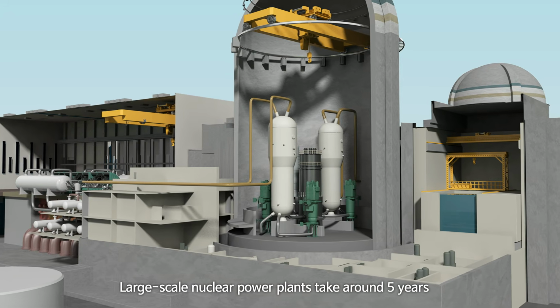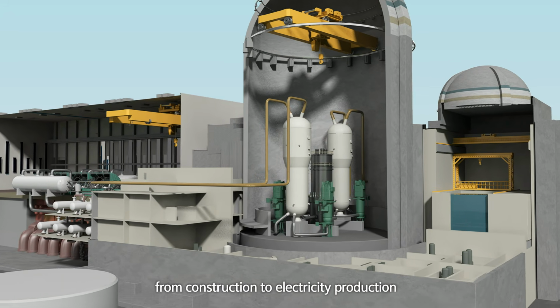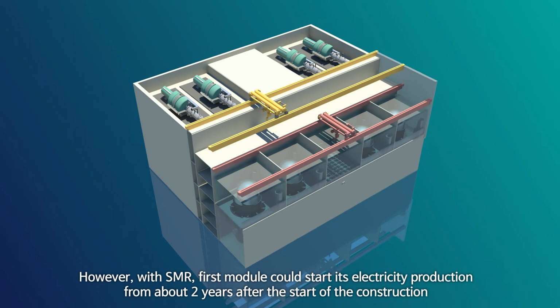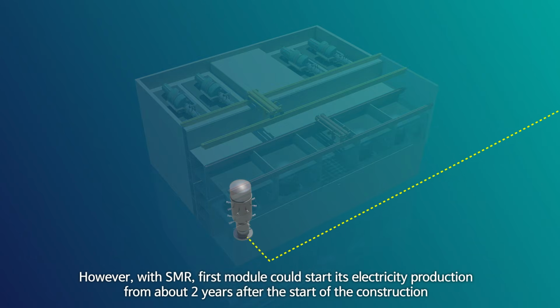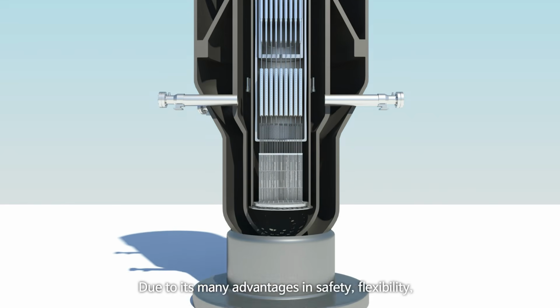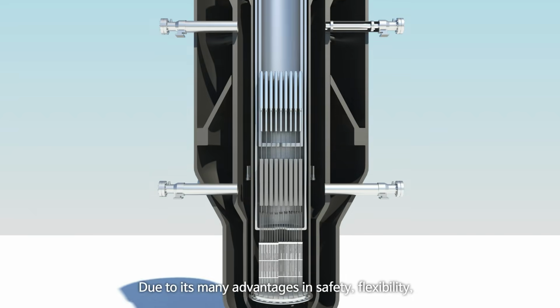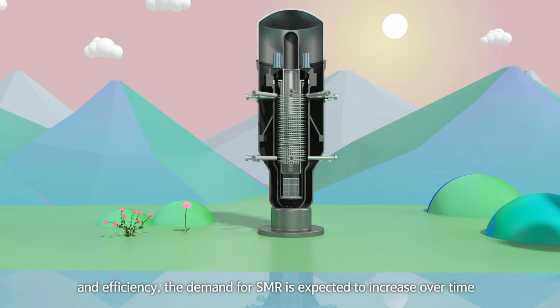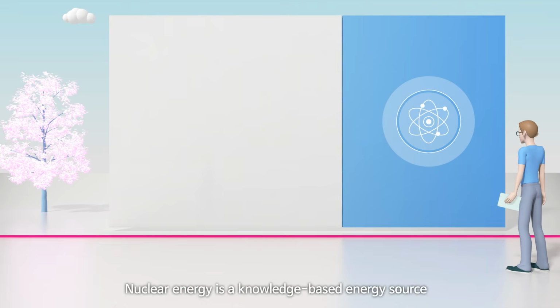Large-scale nuclear power plants take around 5 years from construction to electricity production. However, with SMR, the first module could start its electricity production from about 2 years after the start of the construction. Due to its many advantages in safety, flexibility, and efficiency, the demand for SMR is expected to increase over time. Nuclear energy is a knowledge-based energy source.